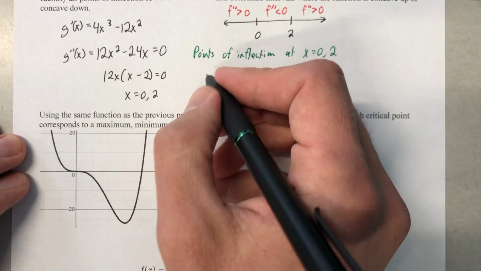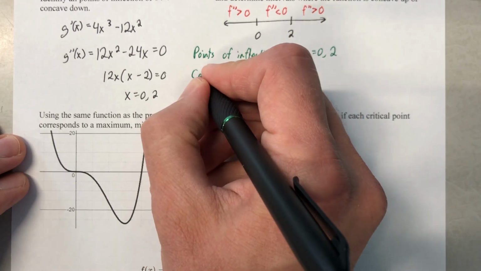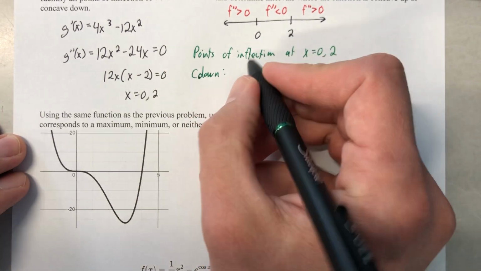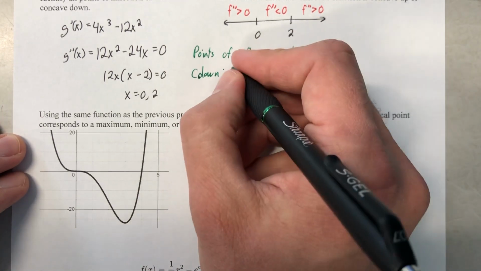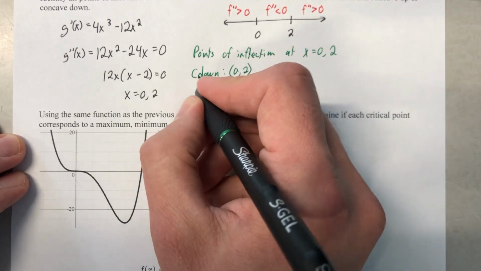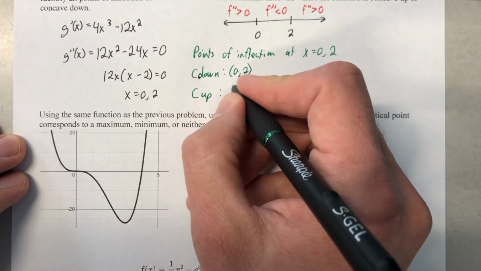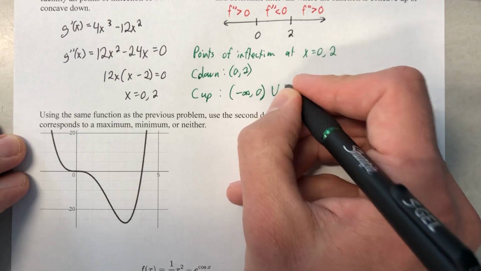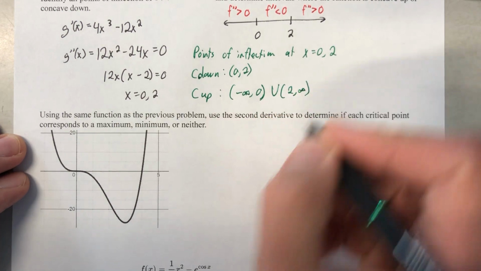And we are going to have concave down. Oh, let's just abbreviate. Concave down, C down, I can do it that way, at the interval from 0 to 2. And concave up, looks like cup, from negative infinity to 0, oops, along with 2 to infinity. Technically, that word would be or.